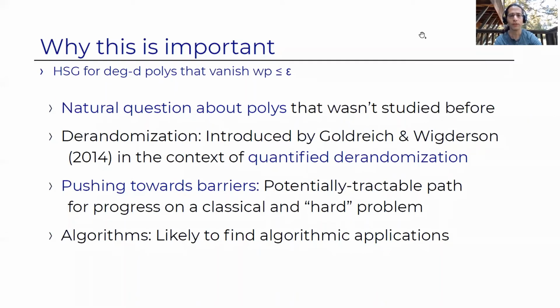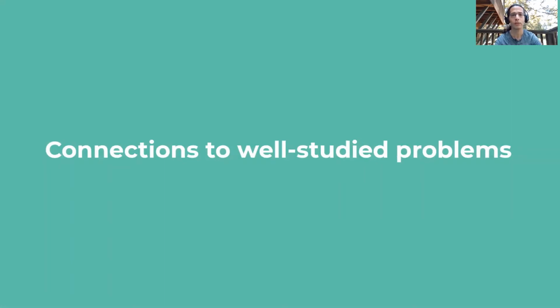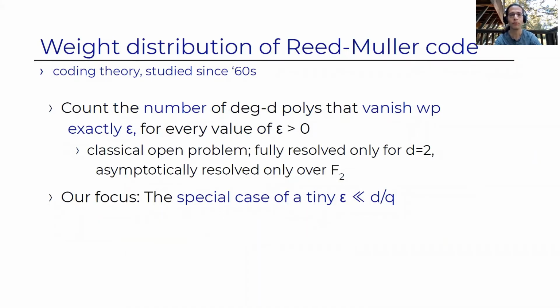Now, before mentioning our results, I want to mention several connections of the problem that we're studying to other well-studied problems. And indeed, one expects such connections to exist, considering that we're dealing with a natural problem about polynomials. So the first other problem that I want to mention is that of the weight distribution of Reed-Muller codes. It's a classical problem from the 60s. It calls for counting the number of degree d polynomials that vanish with probability epsilon for every possible value of epsilon. This is the weight distribution of the Reed-Muller code.